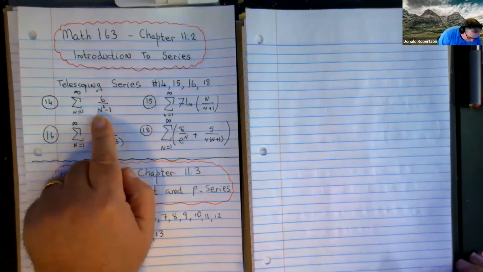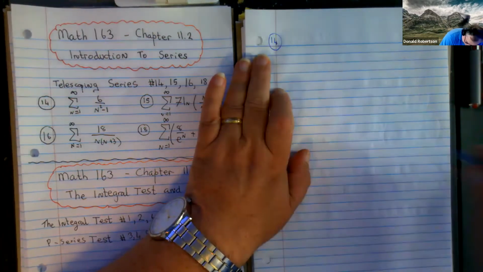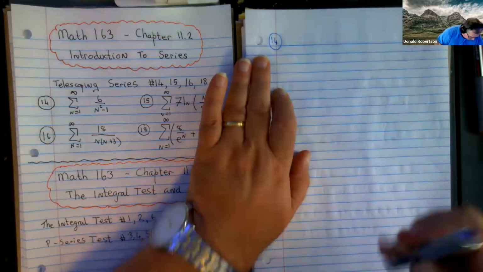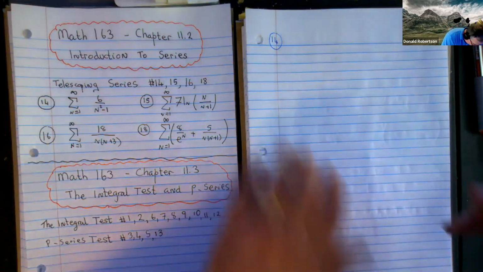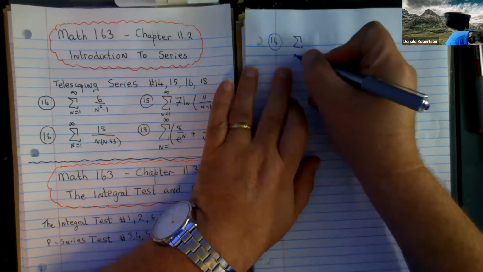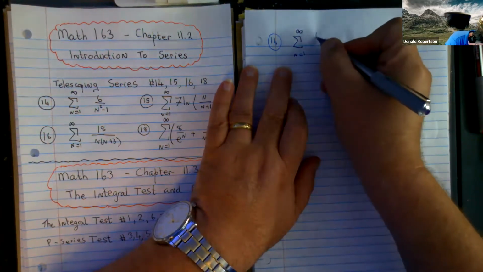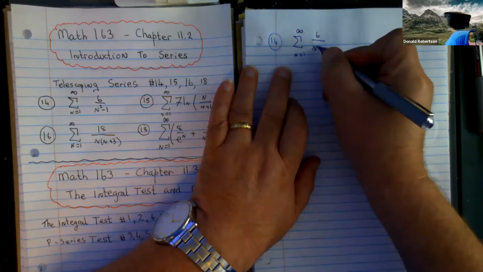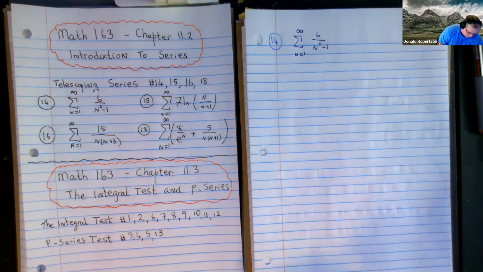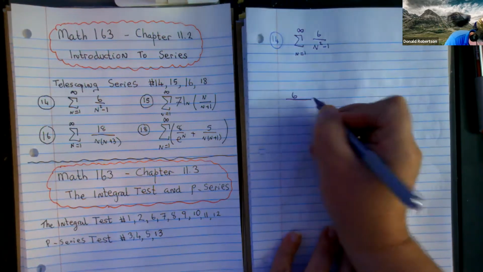So let's jump right into the first one, number 14. In this one, we're going to be using a telescoping series, and that involves typically, in many cases at least, using things called partial fractions. Right, that's the guy we're going to be doing. So let's do the algebra piece first.